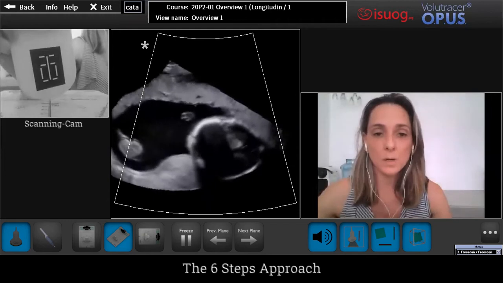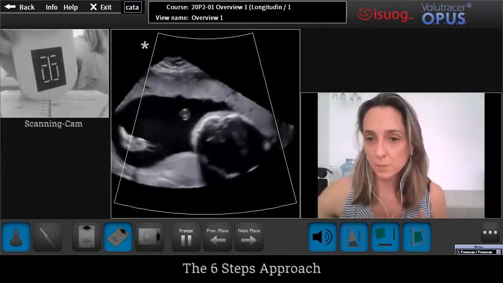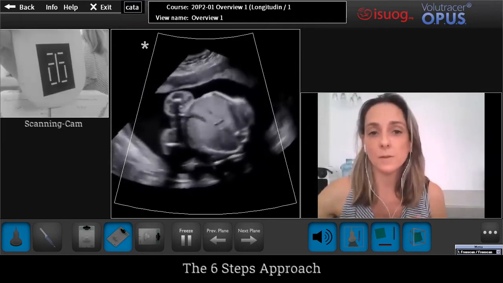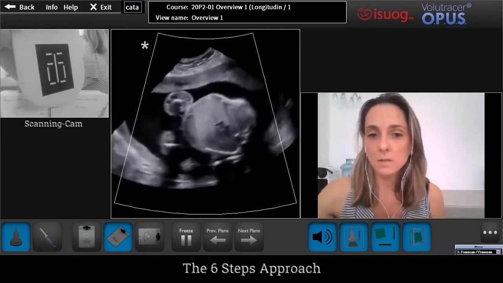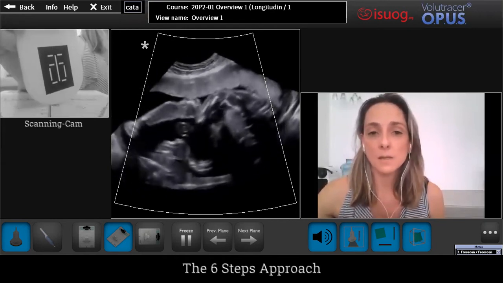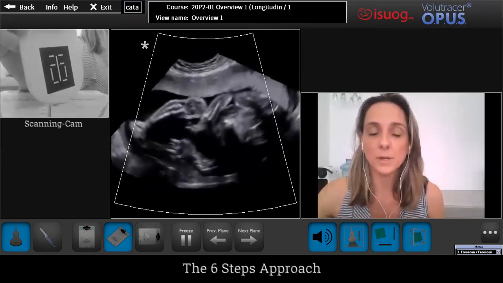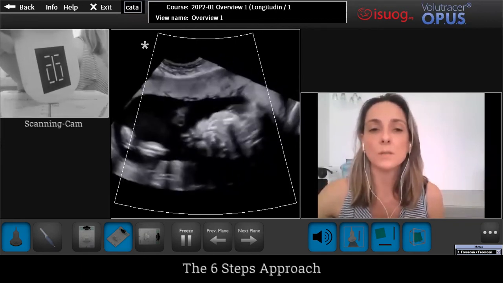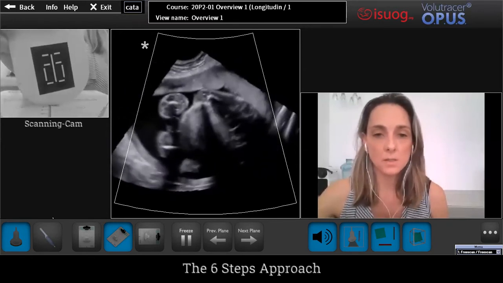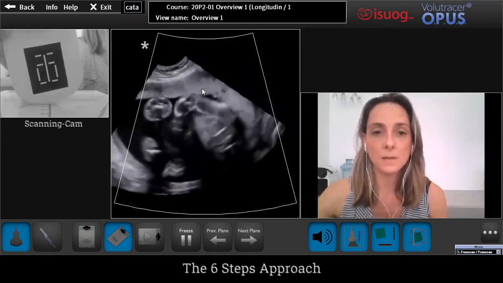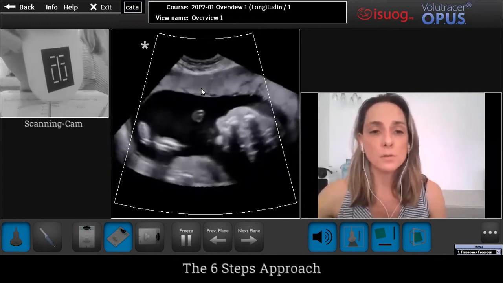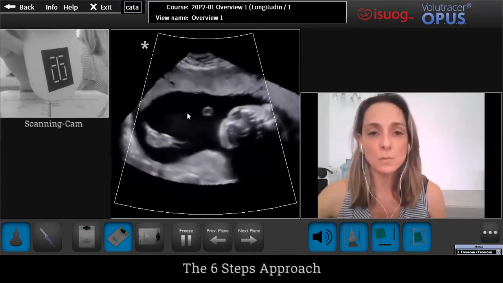So we already know the fetal lie and position. We already know that the fetus has cardiac activity, so the fetus is alive. We have also checked that this is a singleton pregnancy, so we know already there is only one baby. We have also checked, as you can see here, the placental position, anterior in this case. We have also checked that the amniotic fluid volume is normal.